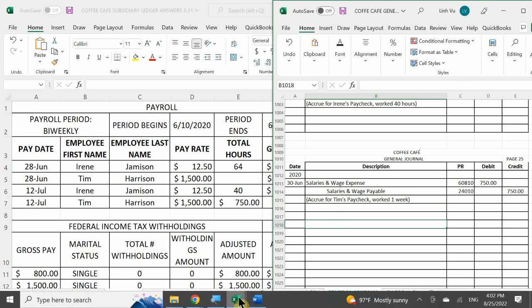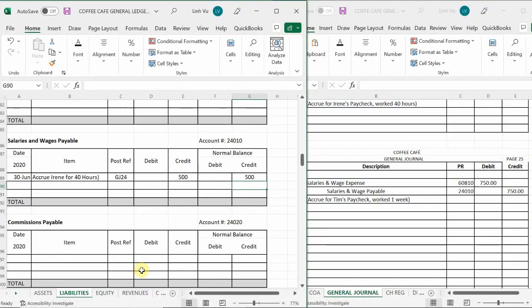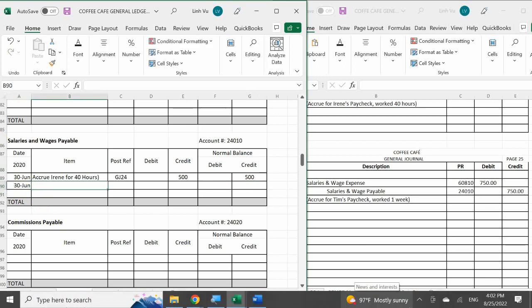So once again, you need to plug all those numbers into your ledger. In this case, I already have everything open to the exact spot, so I'm already on payable, so might as well plug in the payable. Accrue Tim for 1 week, $750. So therefore, grand total that you should have in your liabilities is $1,250.